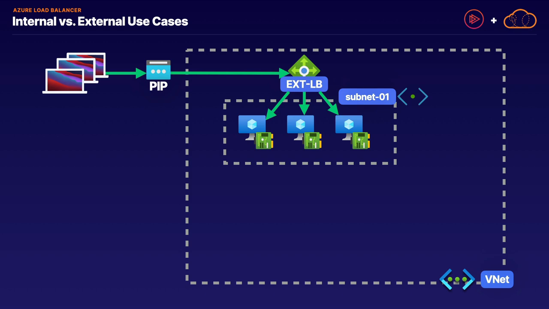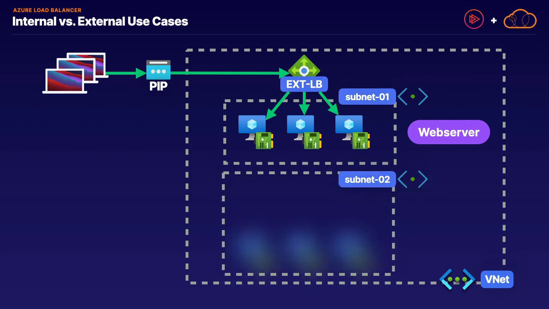And a common use case for this are web server virtual machines or virtual machine scale sets, something that's serving up a web application. And behind that, we're going to need a database layer. And this is where our internal load balancer comes in.